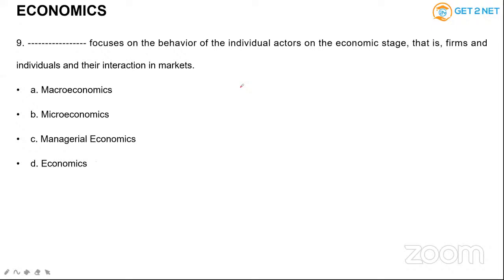Question number 9. Dash focuses on the behavior of the individual actors on the economic stage. That is, firms and individuals and their interaction in markets. Jasmine, Shweta gave the answer. Akanksha, Bapre, all of you gave the answer. Yes, obviously, this we had discussed. It is known as microeconomics. Normally, people in a happy mood put managerial economics, but actually the answer is micro.